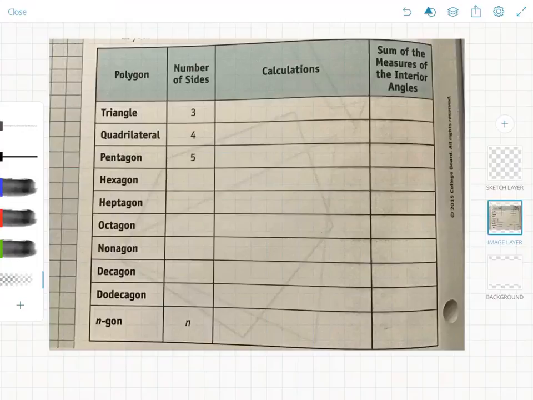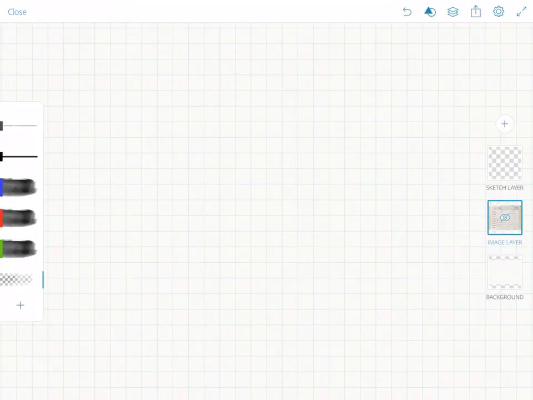So I'm going to help you develop a strategy using something that we know, which is the angle measure of a triangle will always add to 180 degrees. So let's start using that idea to find out.